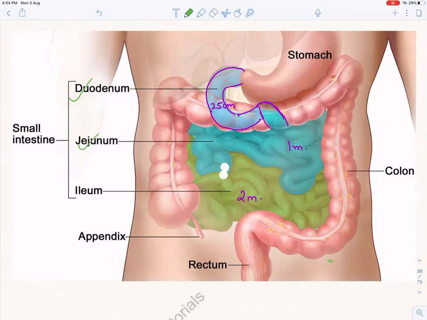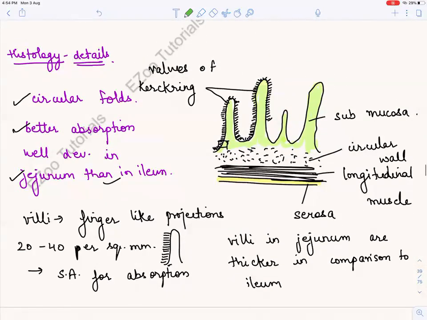Duodenum, jejunum, and ileum. We said we'll do the histology in detail. Then we saw the circular folds that are present, and just remember, this is towards the lumen. We saw that the submucosa is in circular folds, and these circular folds are also called valves or Kerckring folds. Then we saw that there are villi present for increasing surface area for better absorption. The villi in the jejunum are thicker in comparison to the ileum.